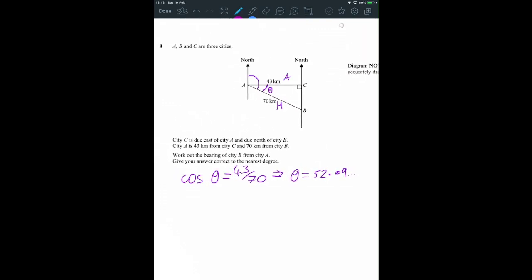Now my bearing, well, I didn't just want that bit, I wanted that bit and the extra 90 degrees. Notice the angle up there is 90 between north and east. You need to add on 90, and you'll recall that bearings have to be given as a 3-figure bearing, so it's to the nearest degree, and even the question does remind us of that fact.